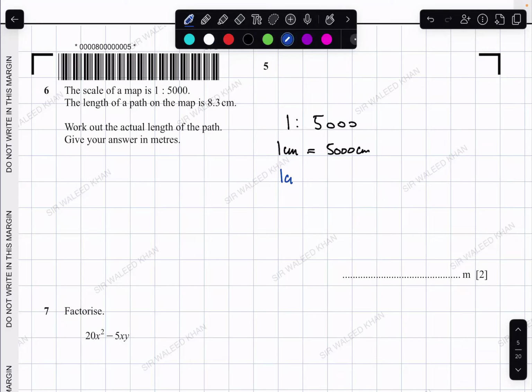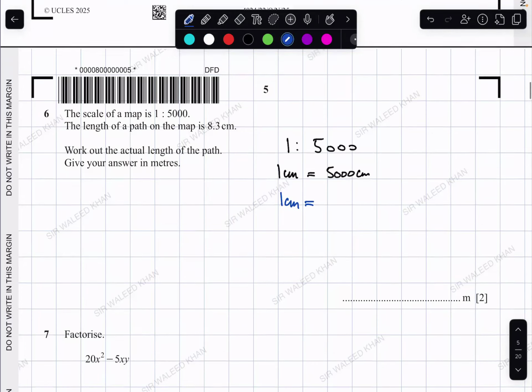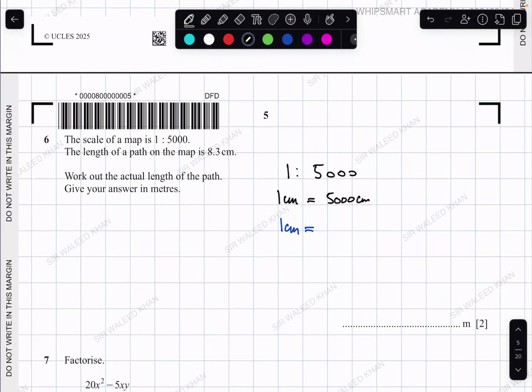So 1 centimeter is equivalent to how many meters? No idea? जो scale याद नहीं है? Kilometers to meters? 1000. Centimeters, millimeters, right? So we have 100 centimeters in 1. So this should be. Yes, Mahi? How much? Should I divide it? Because it's 5,000 centimeters. I have to bring it back to meters. So what should I do? Divide it by 100, multiply it with 100. Divide. Right. So 1 centimeter is equivalent to 50 meters.